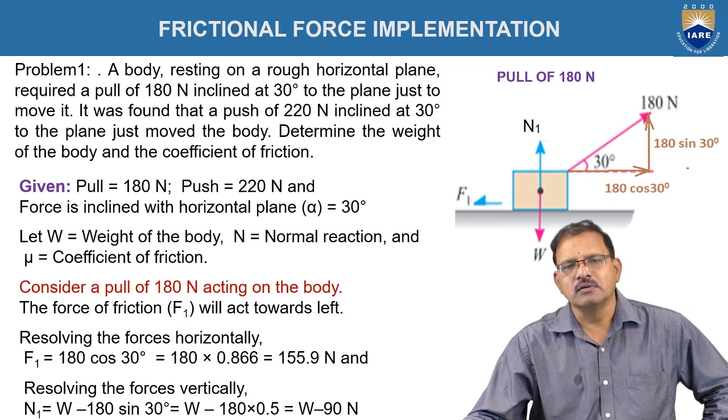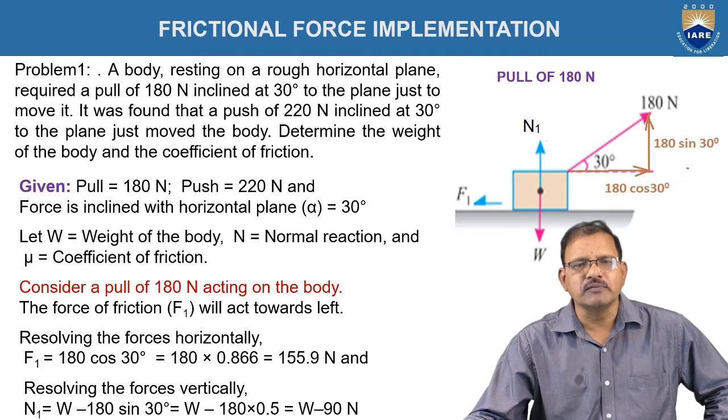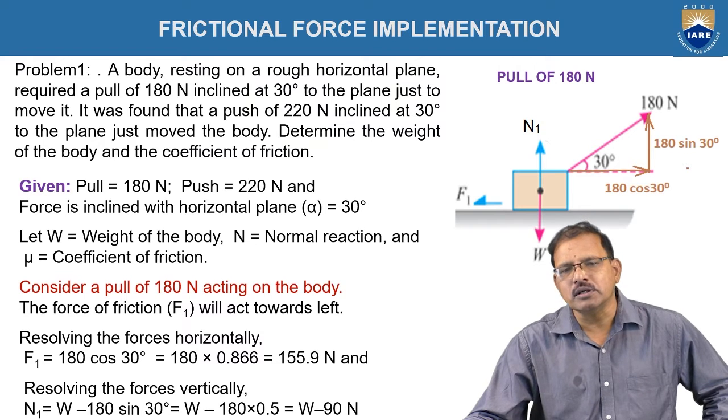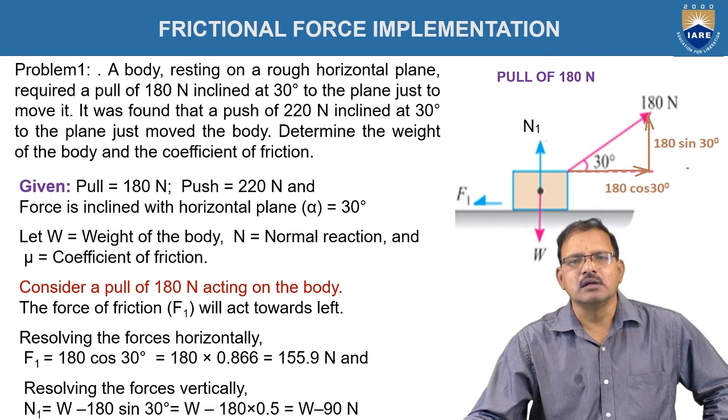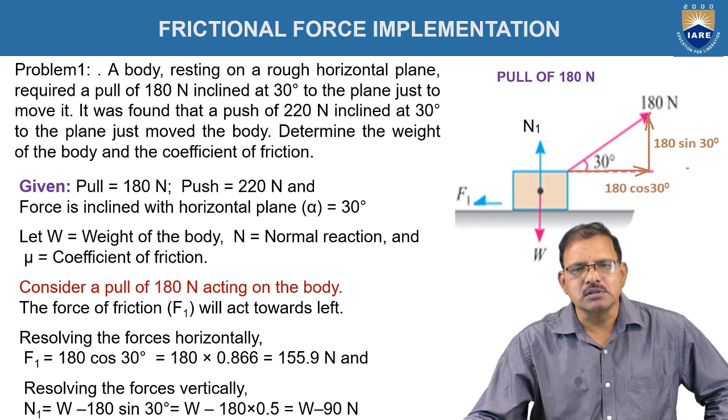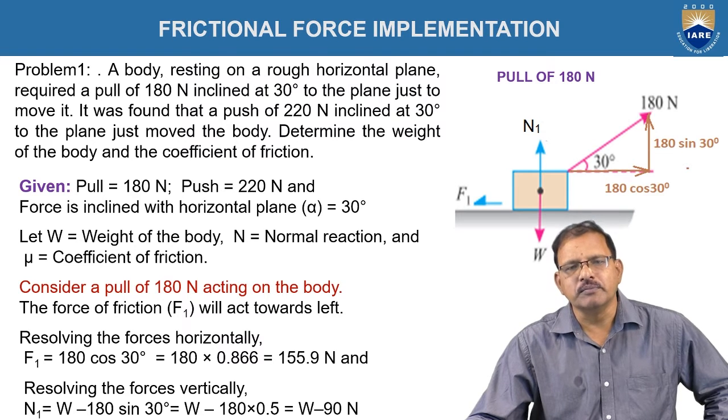Ultimate frictional force. The ultimate frictional force is the maximum frictional force that is experienced between the contact surfaces when they are moving relative to one another. It is the maximum friction force that exists when the body is about to move. Here we are considering limiting friction only.